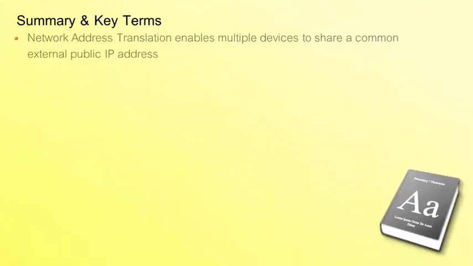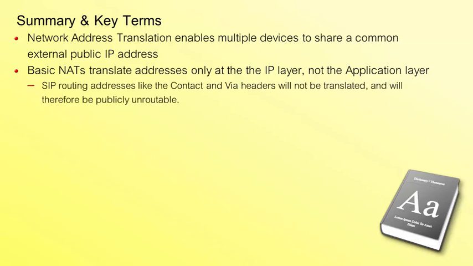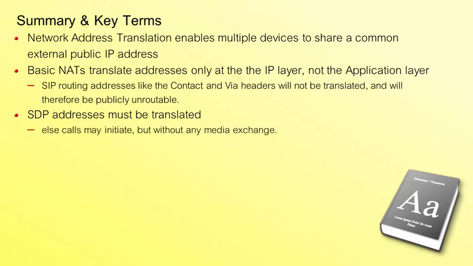So, in summary, network address translation enables multiple devices inside a network, each with their own private IP address, to share a common external public IP address. However, basic network address translators translate addresses only at the IP layer, not at the application layer, meaning that SIP routing addresses like the contact and the VIA headers will not be translated and will therefore be publicly unroutable. SDP addresses must also be translated, else calls may initiate, but without any media exchange.